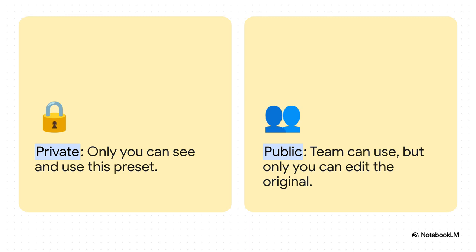Private is basically your secret weapon. It's for your personal reports that only you need to see. But public, that's for sharing with the team. You could create a daily stand-up preset that everyone uses to get on the same page instantly. But here's the best part. Even when a preset is public, you are still in control. Only you can edit that original, so you never have to worry about someone accidentally messing up your perfect report.